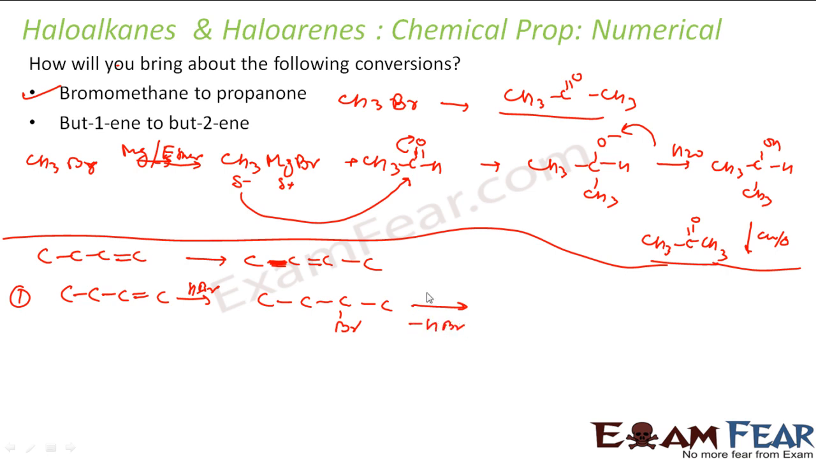How will you do that? You can add alcoholic KOH and some heat. There will be an E2 reaction. It will form what? This Br will go, and this carbon has 2 hydrogens. This has 3, so this hydrogen will go from this carbon, right? This is the beta carbon according to the rule. So it becomes C double bond. This is what you'll get, and this is my required output.